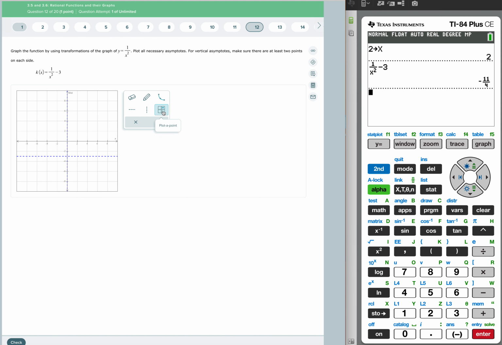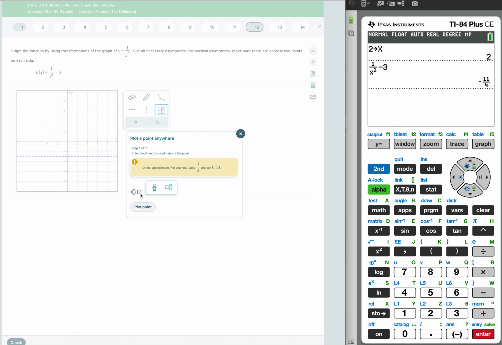So we'll go ahead and plot a point. We said when x was 2, and then, whoops, I better put just a 2 there. And then my y value is negative 11/4. And we'll plot that point.